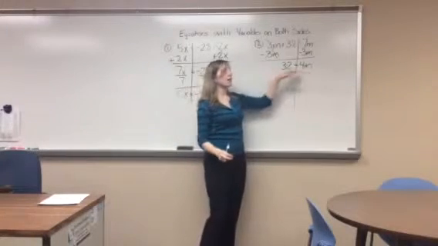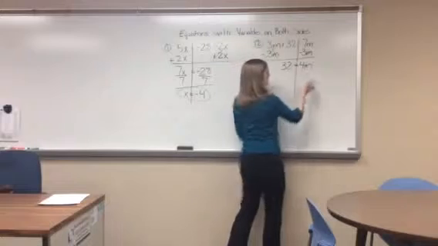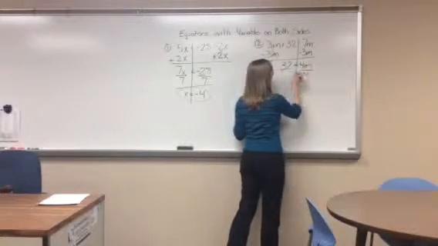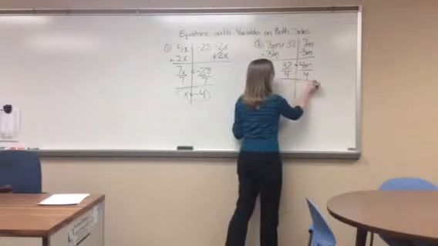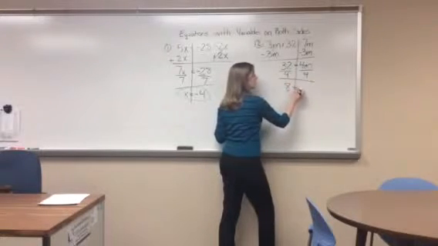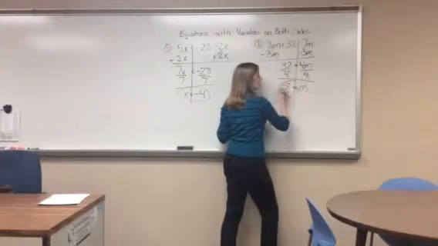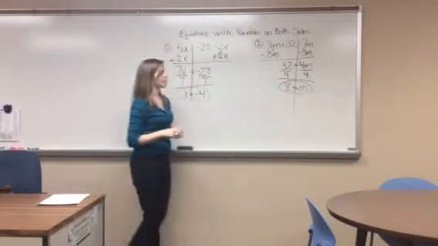Again, from this point, we follow the rules that we learned before. 4 times m, to get them to separate, we divide both sides by 4. 32 divided by 4 is 8. 4 divided by 4, those cancel, and we're left with m. 8 equals m.